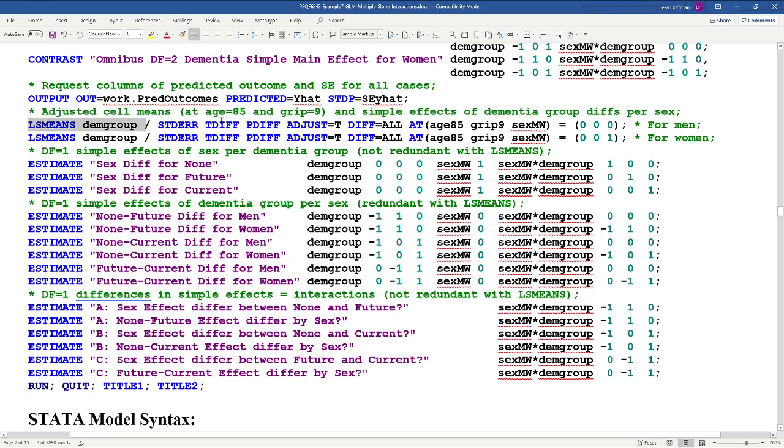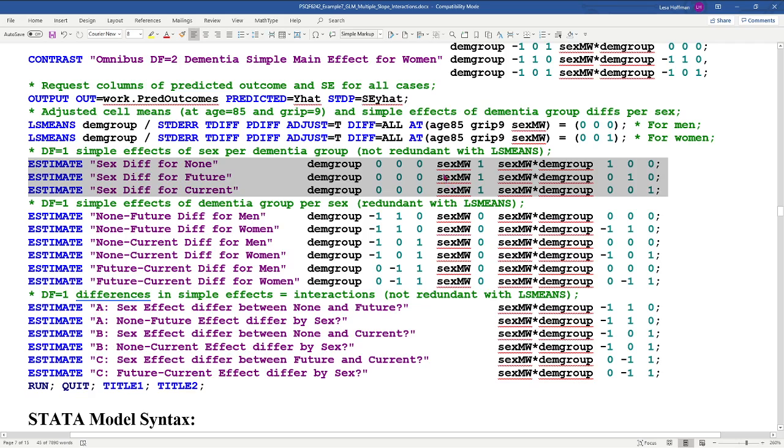So these two lines right here that give me all possible pairwise differences between dementia groups for each gender are actually redundant with this output. So I have saved these 6 lines of code, replacing them with these 2 LSMeans lines. What I haven't gotten yet are the sex differences that are conditional for each dementia group.